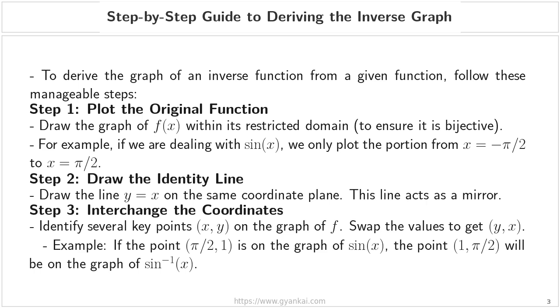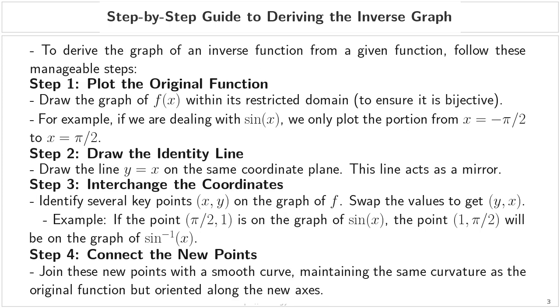if the point (pi over 2, 1) is on the graph of the sine function, then the point (1, pi over 2) must be on the graph of the inverse sine function. Finally, in step 4, we connect these new points with a smooth curve. While drawing this, ensure you maintain the same curvature as the original function, but keep in mind that the curve is now oriented along the new axes.